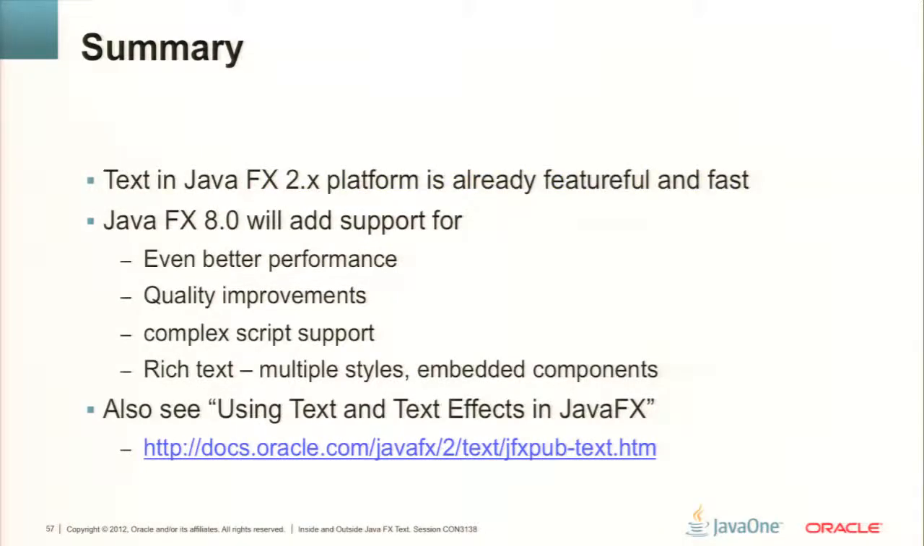Okay, so we think we're already pretty featureful. We know we've got deficiencies. We're pretty fast, but we're going to be working on performance and quality. Complex script support is coming. There'll be rich text, which I haven't touched on at all. Felipe is working on that. And there's a URL here for walking through some of the API usage that we discussed, and you can probably quite easily find that on the Oracle website.